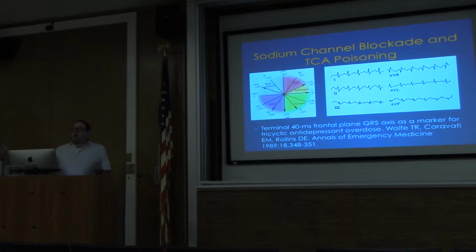Another marker of sodium channel blockade is what's called the terminal 40 millisecond right axis. Basically, at the end of your QRS, if you look at the leads that look at the heart from the right, which is AVR, you're going to see an upward deflection of the QRS. So that R wave at the end of the QRS complex in AVR is a marker of sodium channel blockade as well.